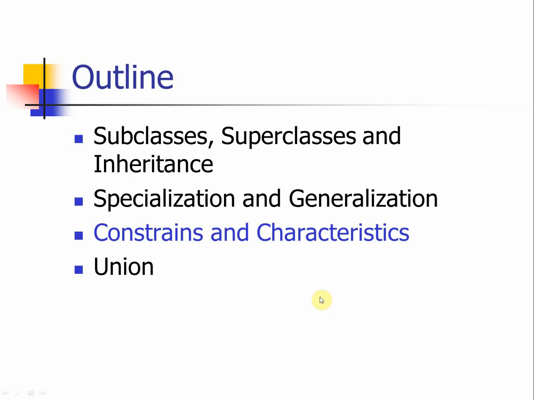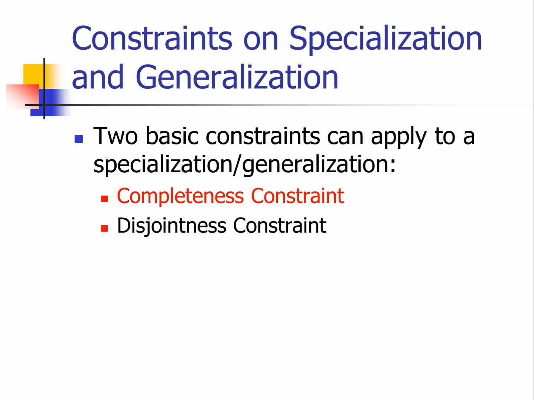To design an EER diagram, there are two constraints that you need to take into consideration. Those two constraints are the completeness constraint and the disjointness constraint. The completeness constraint is indicated by a single line or a double line. The disjointness constraint is indicated by disjoint or overlapping, in other words, the small letter D or O that we put into the circle.